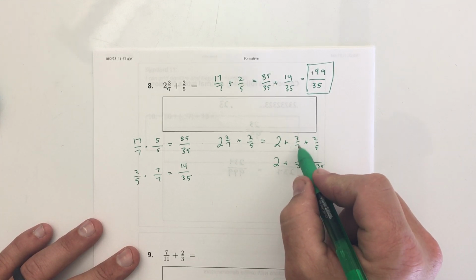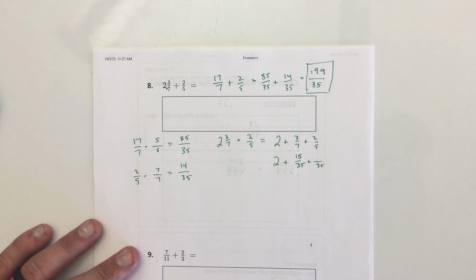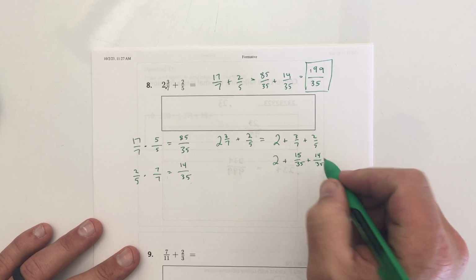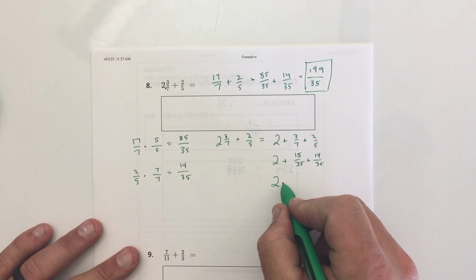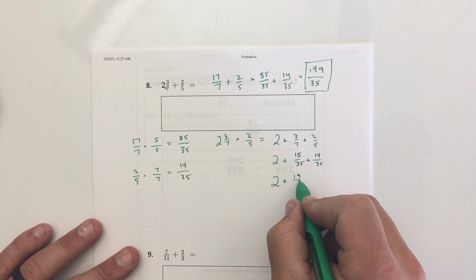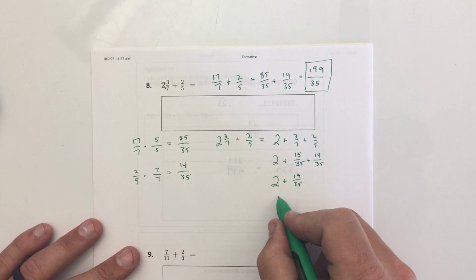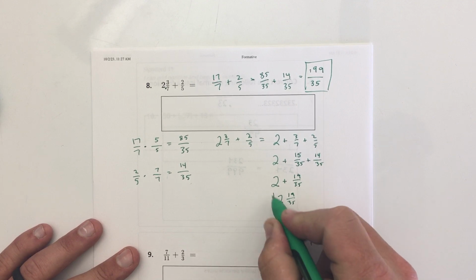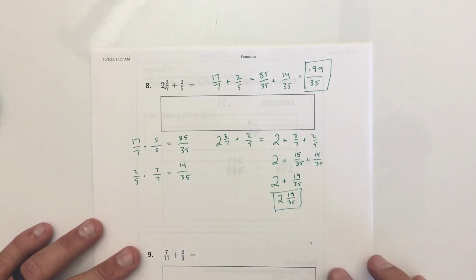3/7, my giant one, would be 5 over 5. So it would be 15 35ths. And 2/5, we already know, is 14 35ths. So I have 2 plus 19 35ths, or 2 and 19 35ths. So both of those answers would work.